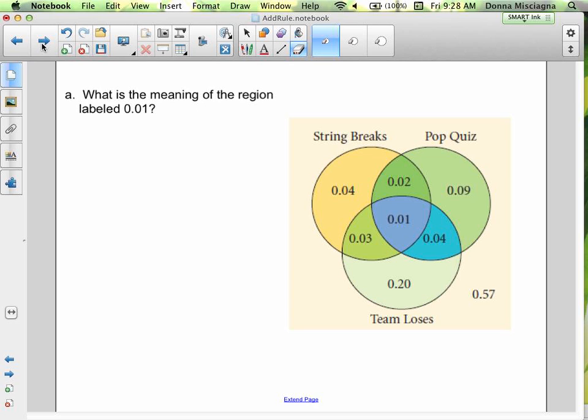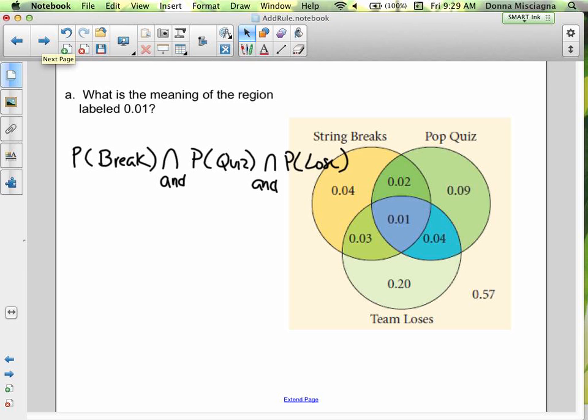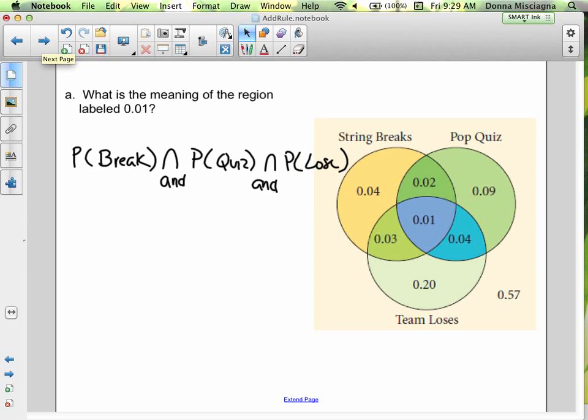Let's get started. So let's answer the first question here. What's the meaning of the region labeled 0.01? What would the meaning of that one be? Anybody at the green table? What's the meaning of that 0.01 in the middle? So that would be, you can put this in your notes, the probability of the string breaking, and it's the intersection, right? So this is and. The probability of the quiz, and the probability of the team losing. So all those three things happen to Melissa. It's not a very good day. You can put that part in your notes. And then I just put the word and under there to help you remember that that's intersection. Intersection means and. It's where they overlap. All three overlap.